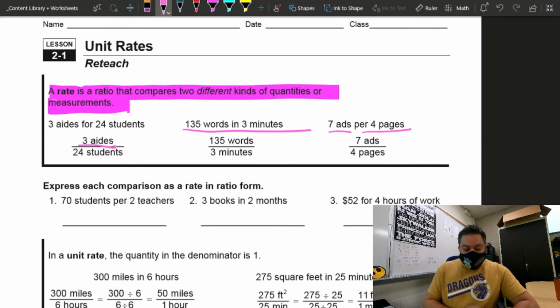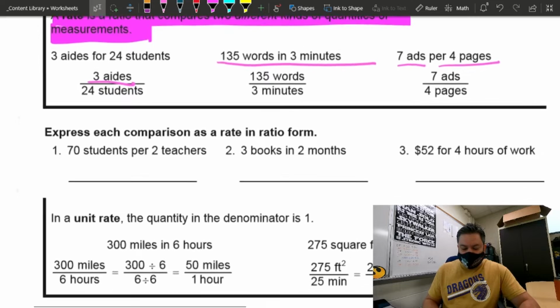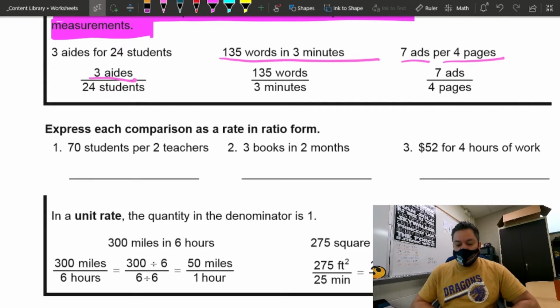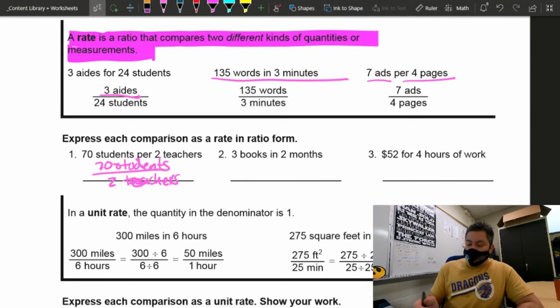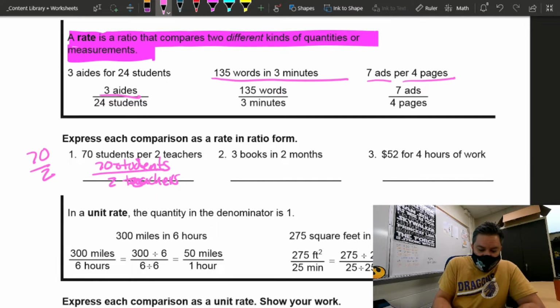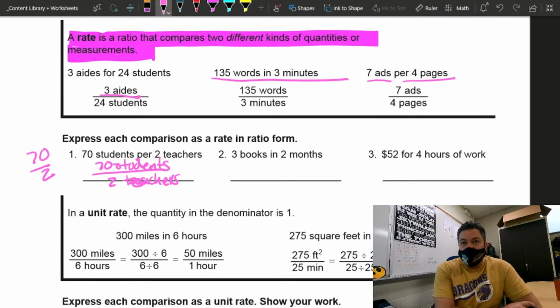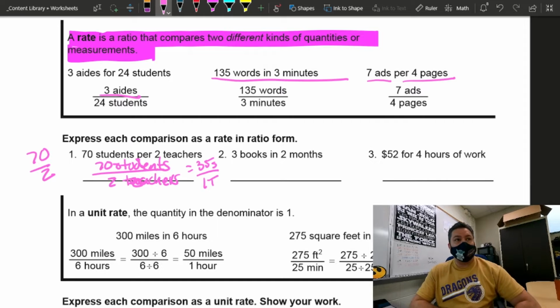Now, we're going to do a couple of examples right here. We're going to express the comparison as a rate in ratio form. So we have 70 students per 2 teachers. So all we got to do is write 70 students over 2 teachers. However, if we look at the fraction, we have 70/2, and that's a fraction that we can simplify. So the unit rate for this one will be 35 students per 1 teacher. 35/1, that will be the unit rate.